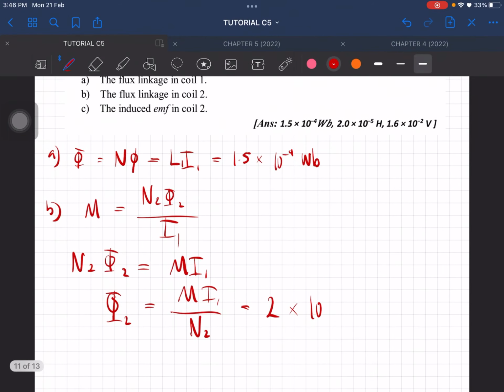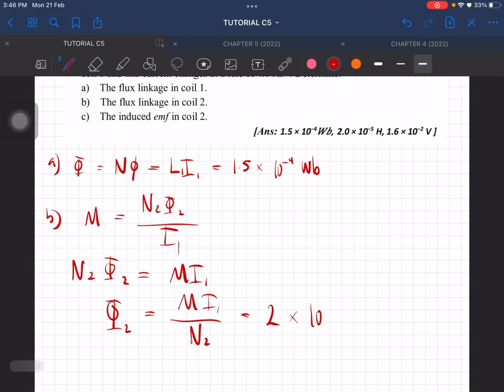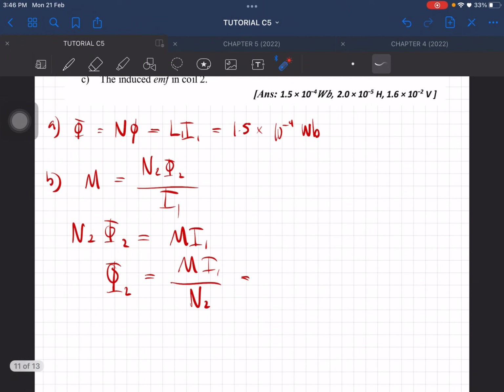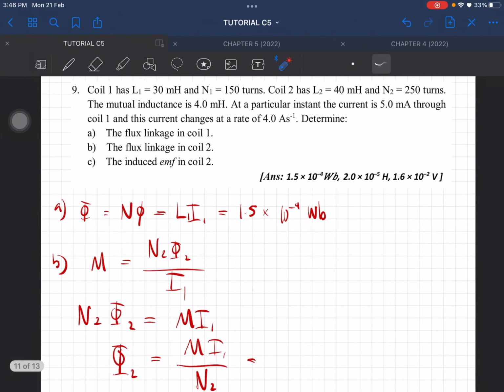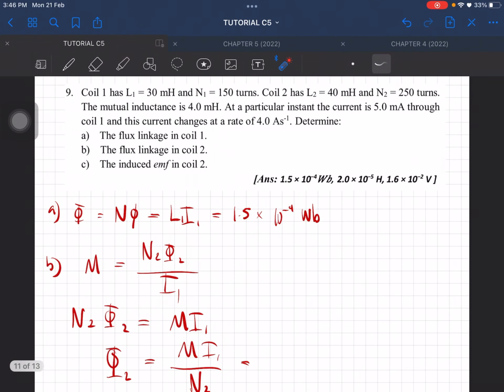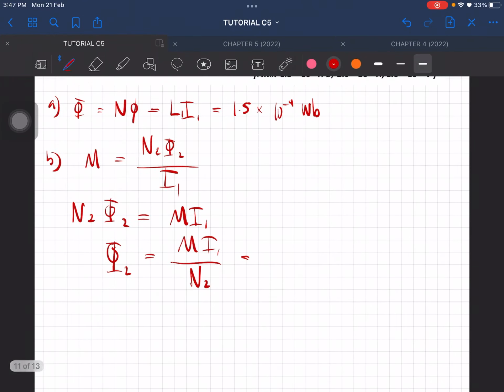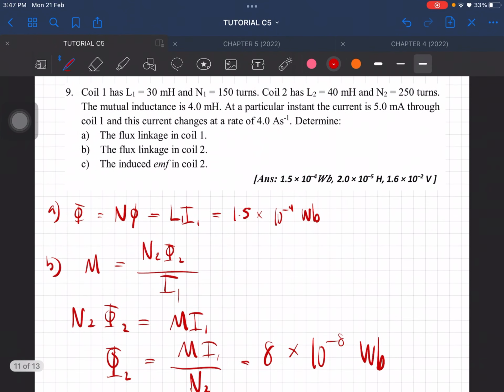I have to calculate this because it's not given in the notes, and it shouldn't be Henry. So why is the answer scheme showing Henry here? Let me double check. So M is 4 millihenry times the current in 1, which is equal to 5 milliampere, divided by the number of turns for coil 2, which is 250. So this is giving us the value of 8 times 10 negative 8 Weber, the magnetic flux linkage in coil 2.